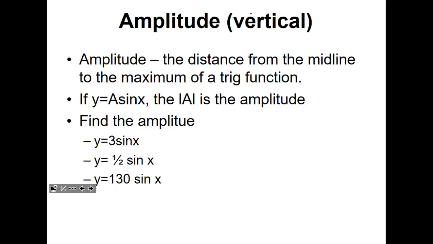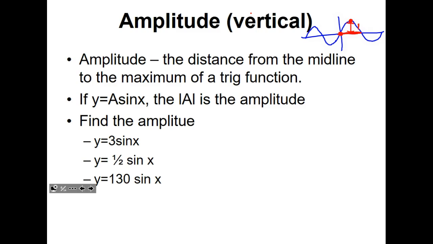So the vertical expansions or compressions are, in my opinion, the easiest thing to do for a trig function. The vertical expansions and compressions are going to give you the amplitude of the graph. The amplitude is the distance from the midline to the maximum of a trig function. So if you think of graphing sine, like we had graphed here, the distance from the midline to that maximum point, that distance was 1. Right, so you had an amplitude of 1.